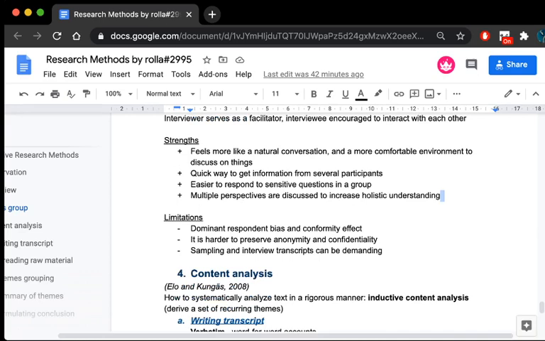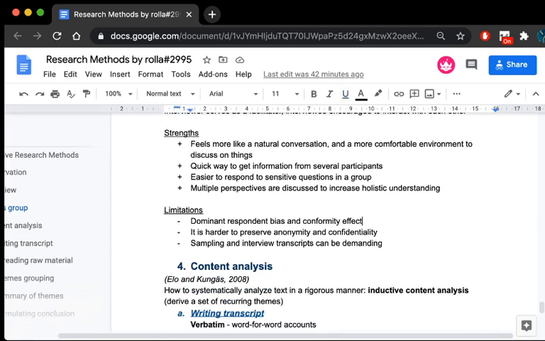However, with several people talking together, there's sometimes dominant respondent bias and the conformity effect, since there's going to be someone who tries to be dominant in responding to the questions. And it's also harder to preserve anonymity and confidentiality because several people are going to talk at once, and they're going to know each other, whether you like it or not.